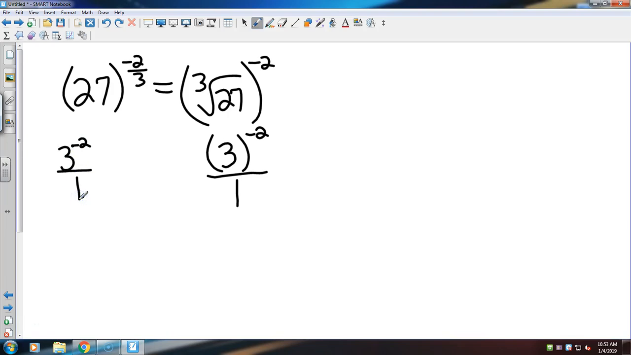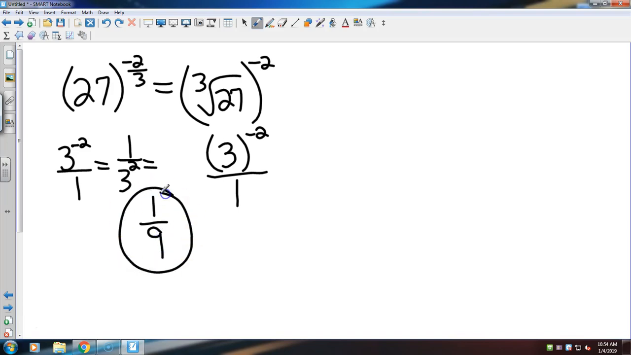Now go ahead and hit pause and see if you can finish this one. Okay, we're back. And so what we do is we flip that fraction and we make that exponent positive. And I know what 3 squared is. That's 9. So my answer is 1/9. So that's chapter 6, section 2, radicals and rational exponents.